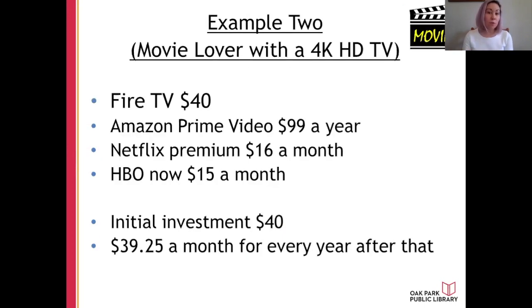Example 2, you're a movie lover with a 4K HD TV. So you buy the Fire TV Stick for $40. You get an Amazon Prime subscription for $99 a year, a Netflix Premium at $16 a month, and an HBO Now at $15 a month. Your initial investment is $40 for your Fire Stick, and then it's $39.25 a month every year after that. So that's dividing the $99 by the months to get the monthly cost.